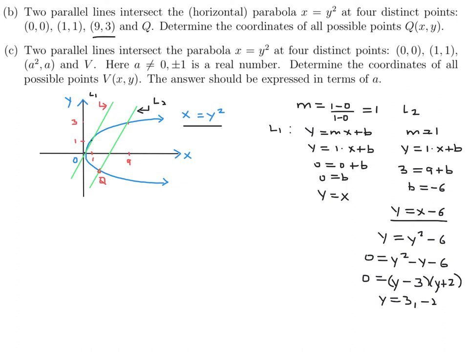Okay, well, looking at this graph, Q most likely has a y coordinate that's negative. So I'm going to choose the negative 2. So if y is negative 2, then x is y squared, so x would be negative 2 squared. So x is 4. So Q is (4, negative 2).